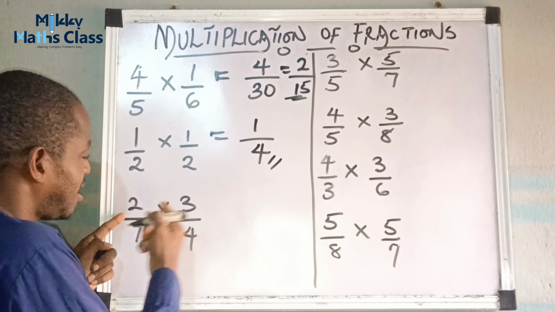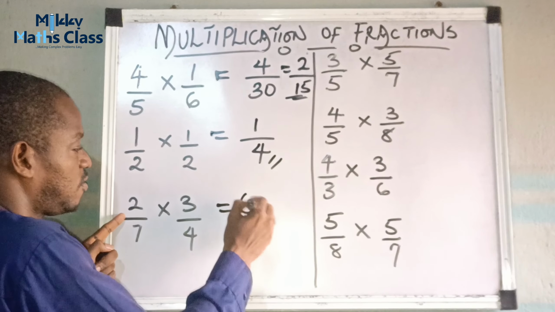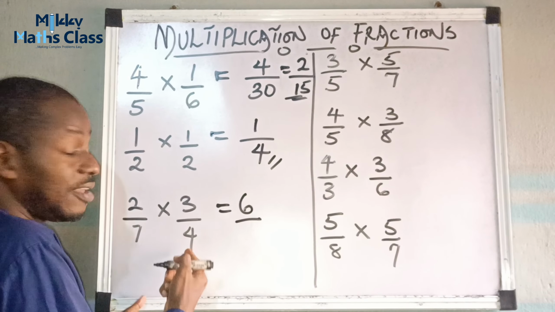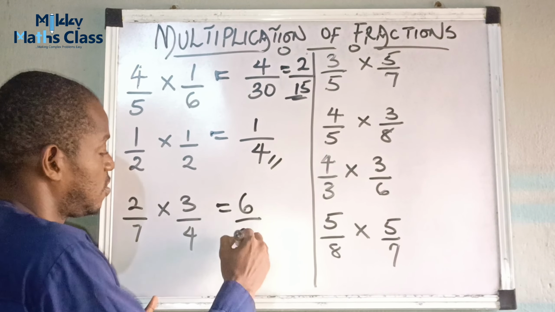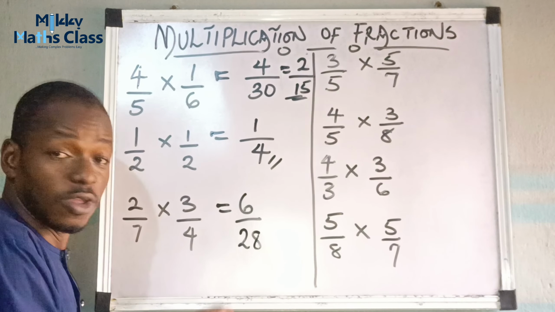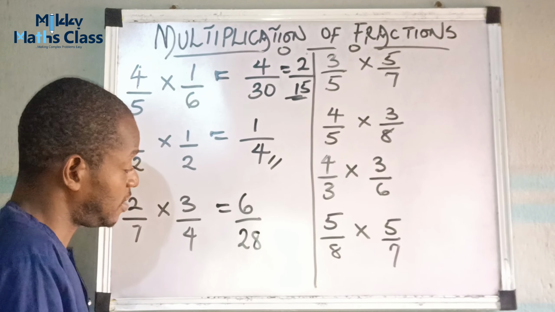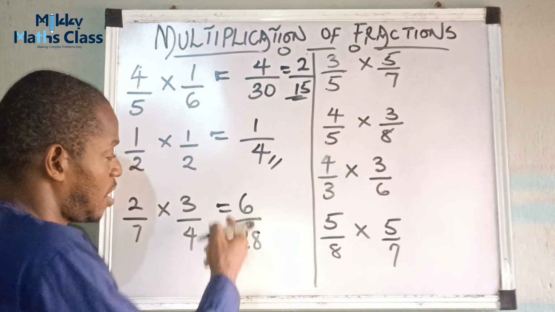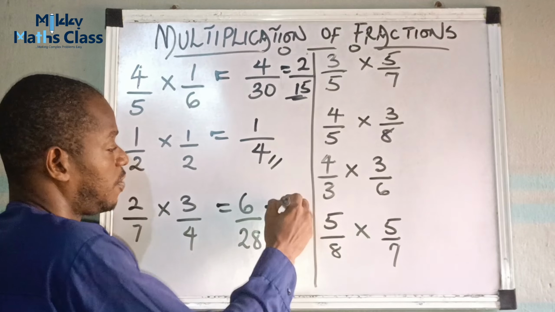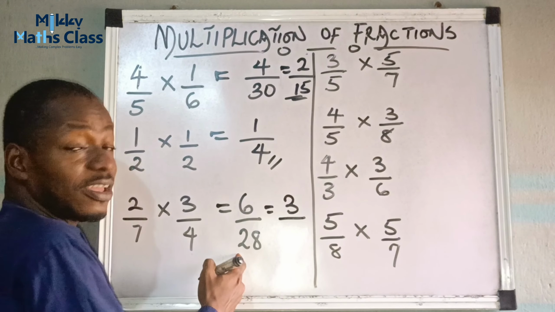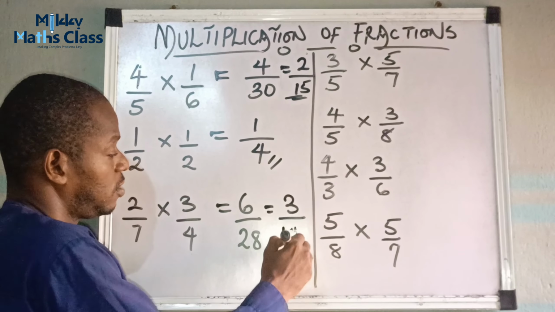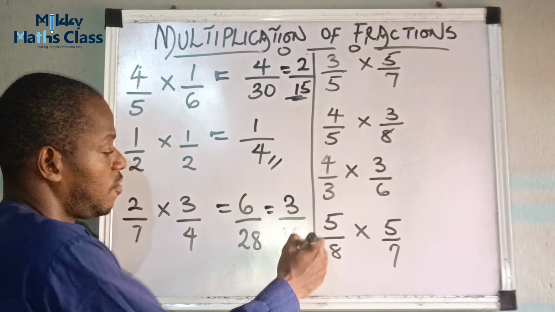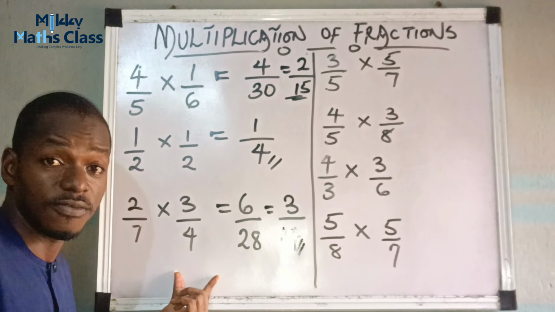Let's look at this one. 2 times 3, that's 6. 7 times 4, that's 28. Now, this is not in its lowest term. Something can still divide. Let's use 2. 2 can divide 6. It will give us 3. 2 will divide 28. It will give us 14. Nothing else can go. So 3 over 14 is the multiplication of this fraction.